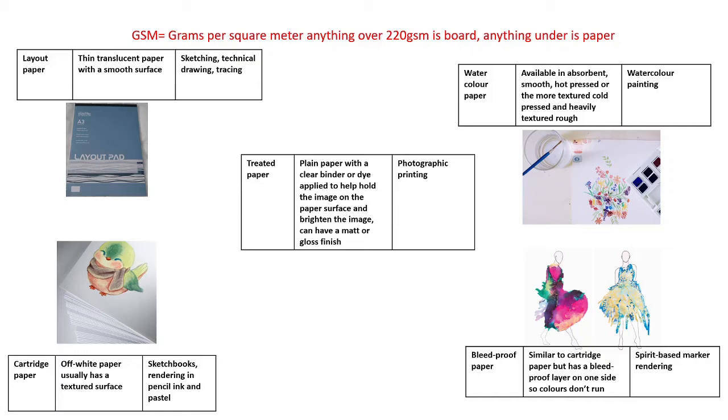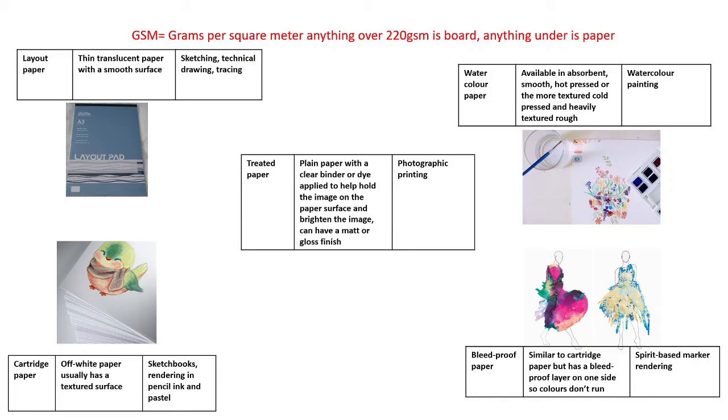There are plenty of different types of paper. Everything on here now is considered paper because it's under 220 GSM. If you've done fine art or anything like that, some of these will be more familiar to you. Let's go with layout paper. If you've ever had a little sketch pad, like the one I've got here, it's thin translucent paper, so you can see through it a little bit, with a nice smooth surface, really good for sketching and technical drawing, and you can trace over it a little bit as well.